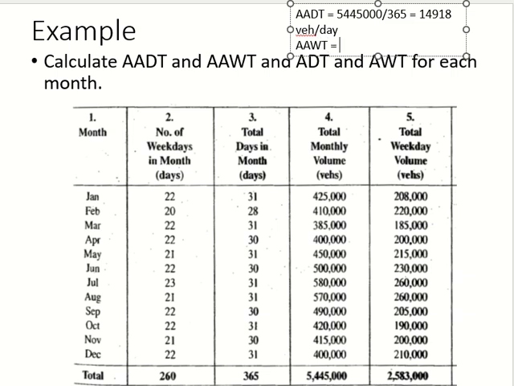The next one is AAWT, which means what? Weekday, right? So I have to take the whole year or only the weekdays. Now I take the last column. This is the total of only the weekdays. So I will take the total of these totals, which is, and the total number of weekdays are also given here. How much is that? 9,935.